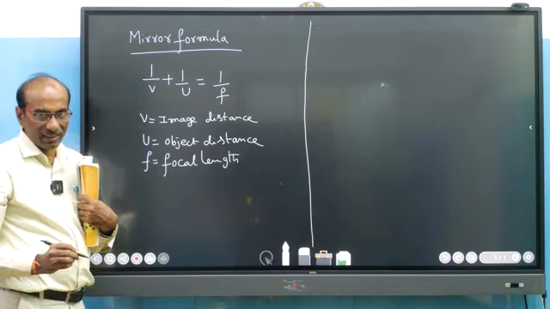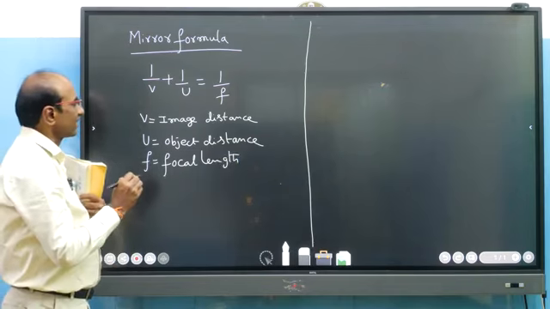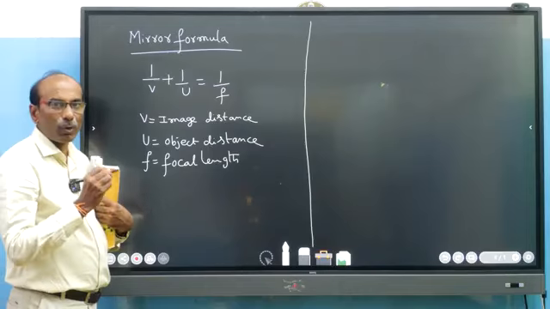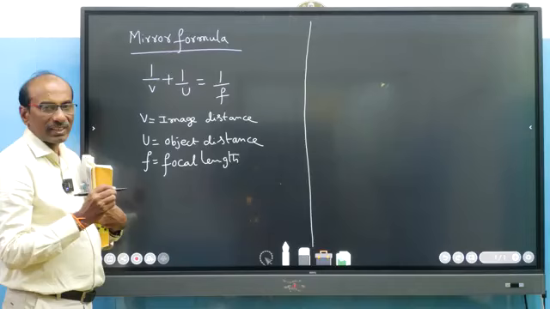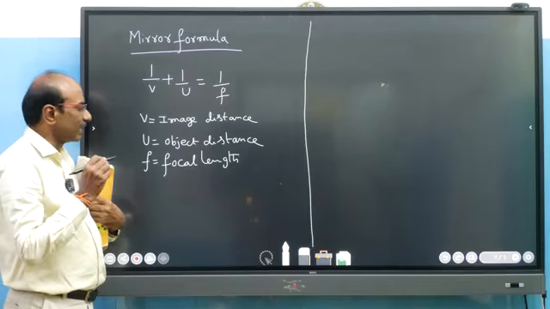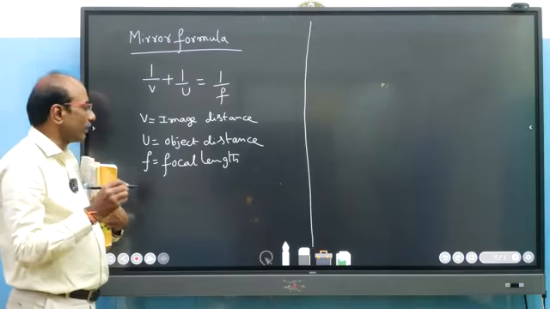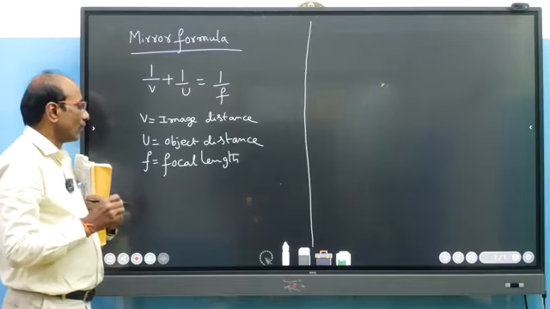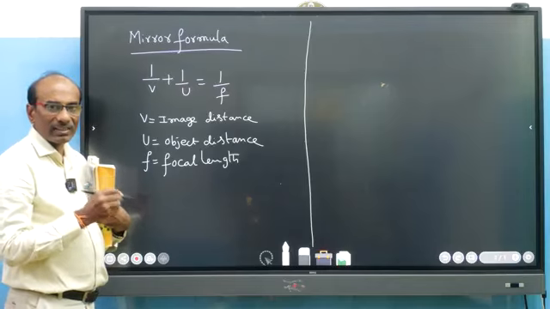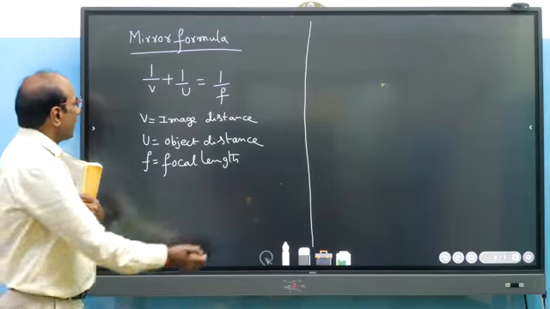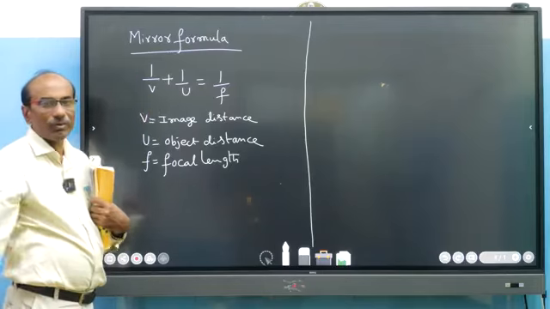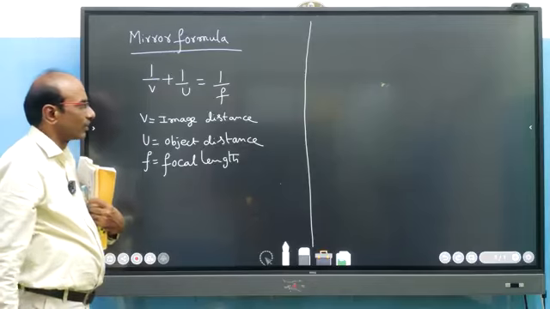What is the image distance? The image distance is the distance from the pole of the mirror to the image. Next, what is the object distance? Object distance is the distance from the pole of the mirror to the object. What is the focal length? Focal length is the distance from the pole to the principal focus. Depending on this mirror formula, we can solve some problems.